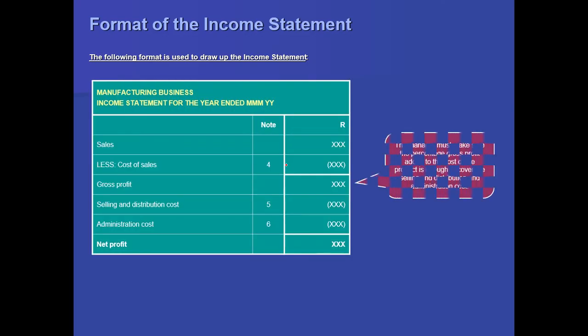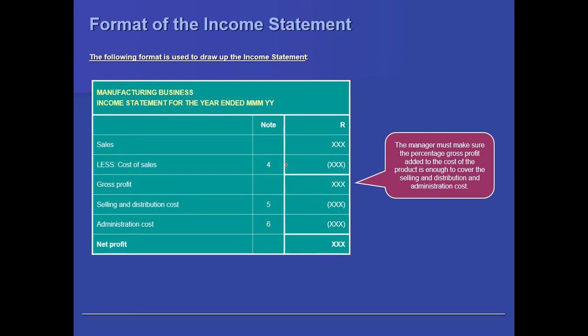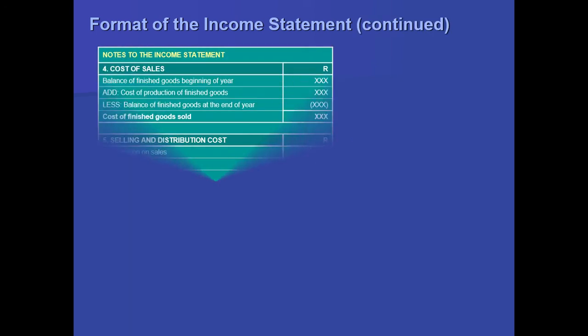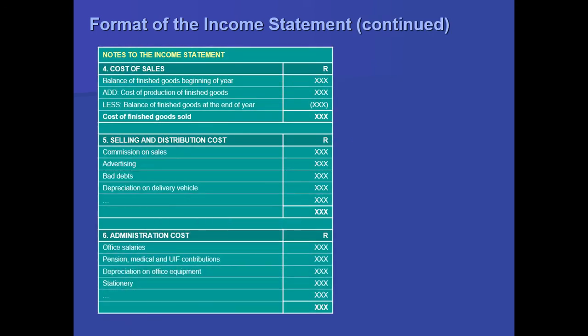The manufacturing income statement will basically look just like a normal income statement. You have sales minus cost of sales, you get gross profit, and then you minus your selling and distribution, you minus administration cost, you get your net profit. This is what I wanted to talk about, which is your cost of sales.